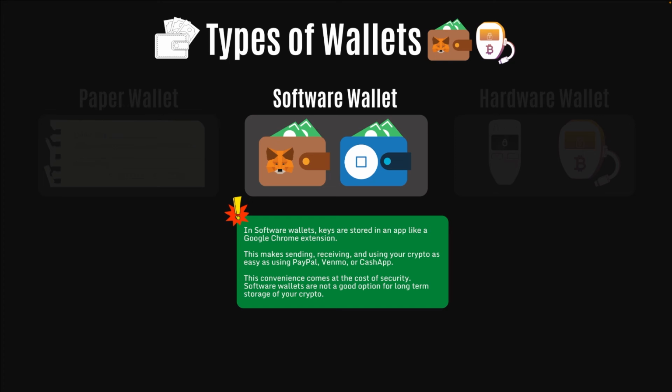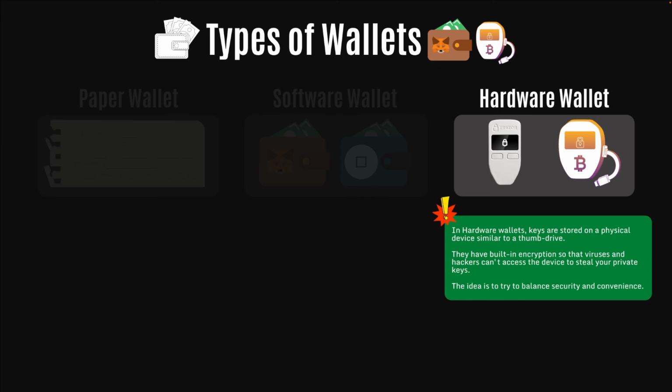So software wallets are not a good option for long-term storage, because they're always connected to the internet and they store your private keys on the wallet itself. So if your computer gets hacked, or if you click on the wrong link and someone's able to gain access to your crypto wallet, they can drain all of your crypto out of that wallet.